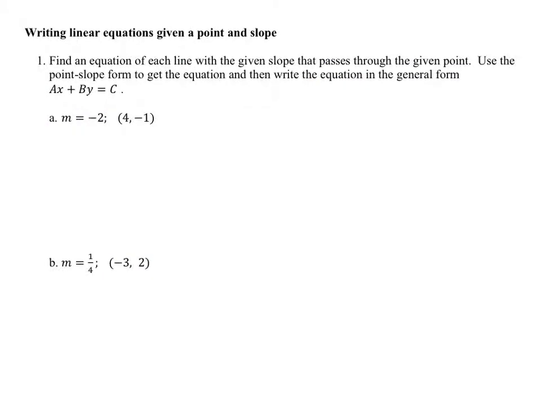Now we're going to use it to get the point-slope equation of a line. Then we're going to get the general form. And then I'm going to show you that you can convert the general form to slope-intercept form if you need to. Here we go.